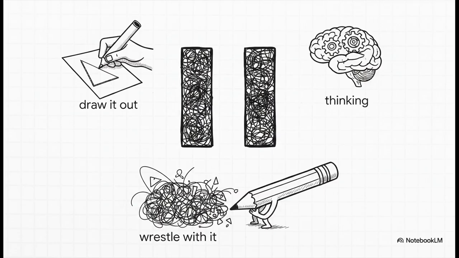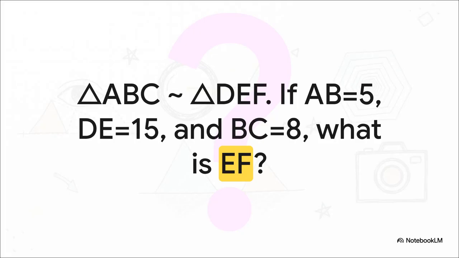The important part is really trying to solve it. You ready? First up, a quick warm-up. We've got two similar triangles, ABC and DEF. If side AB is 5, and its matching side DE is 15, and side BC is 8, what's the length of its matching side, EF? Hit pause and see what you get.